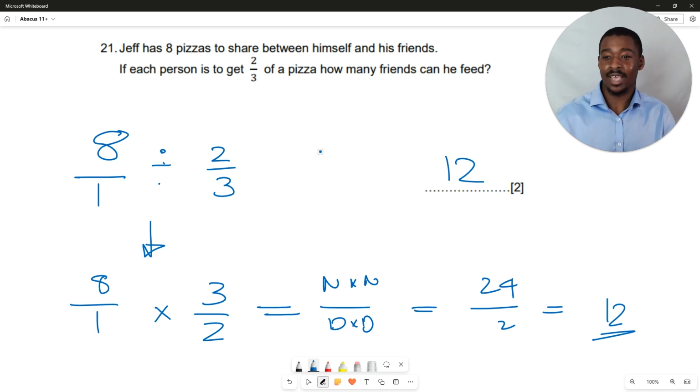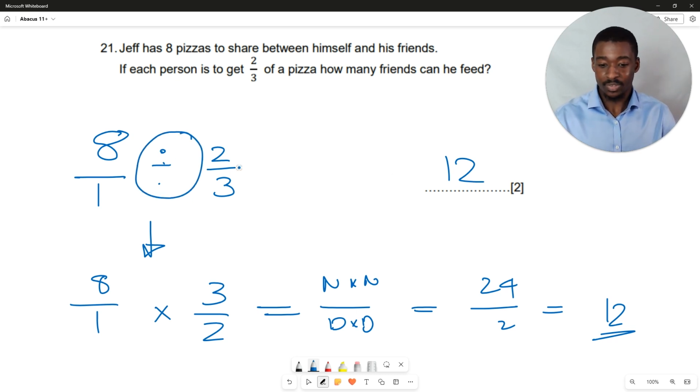So you can see it's not that scary. All we have to remember is the golden rule. Any fraction division is a multiplication in disguise.